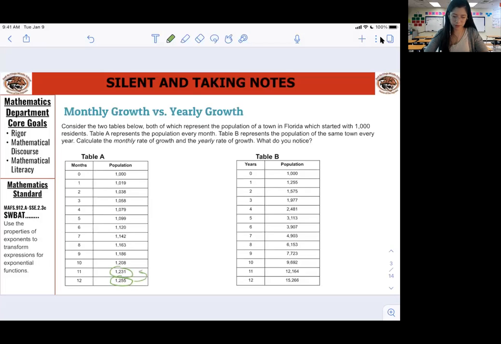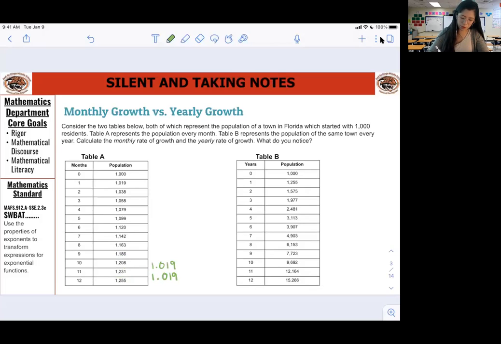So 1,255 divided by 1,231. I get 1.019. And we're just going to keep going a couple times until you start noticing a pattern. So 1,231 divided by 1,208, I get 1.019 again.